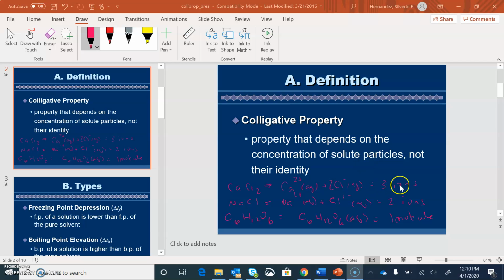It just depends on the amount of ions or molecules that are produced, and that'll change my freezing point or my boiling point of a pure solution, right? So here, there could be many compounds that will give me 3 ions. So for example, magnesium chloride would give me also 3 ions. There's many compounds that would give me 2 ions. You know, lithium fluoride would give me 2 ions here. So it doesn't depend on the identity, where I'm getting the ions from. It just depends on how many ions or how many molecules are being produced.